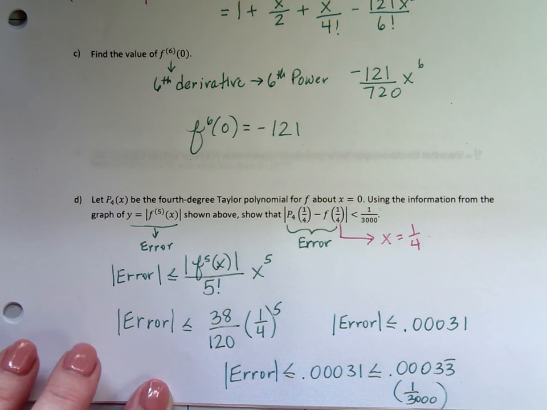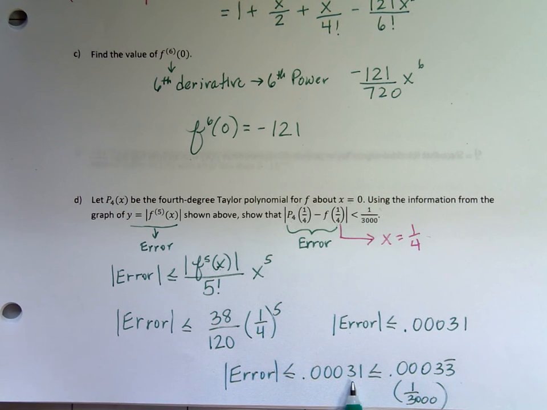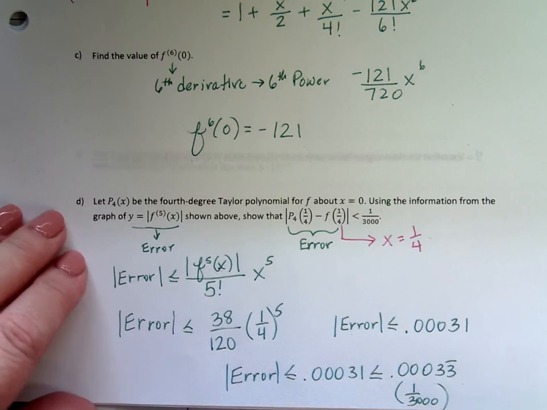So is this less than that? And sure it is. Not by a whole lot, right? By what, a 10,000th or so? But yes, it is definitely less than that 1 over 3,000 that you were trying to show. So there you go. That, my friends, is example 3. Got 2 to go.